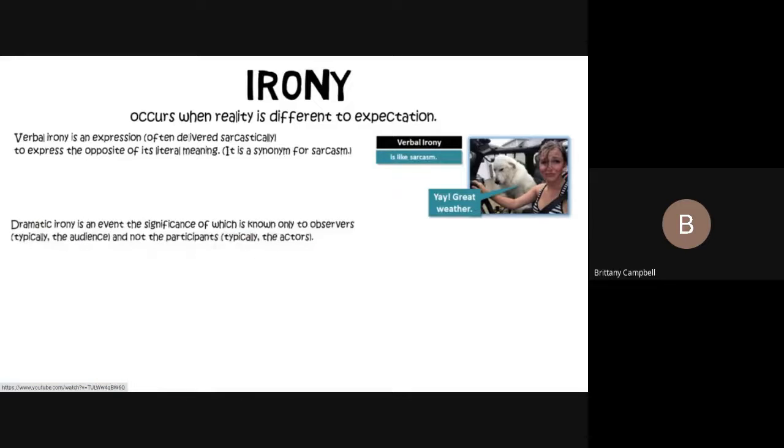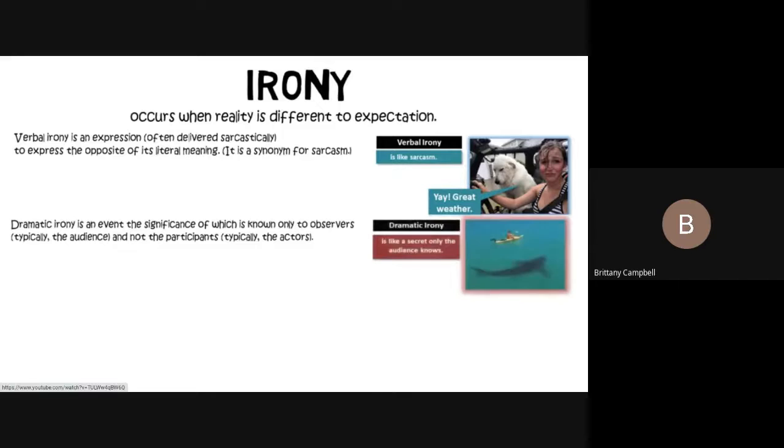The next type of irony is dramatic irony. Dramatic irony is an event, the significance of which is known only to the observers, typically the audience of a play, but not the participants, typically the actors. You can see an example where we can see that there's a great big shark following the canoe, but the canoeist doesn't know the shark's there. We know it's there, he doesn't. That's an example of dramatic irony.